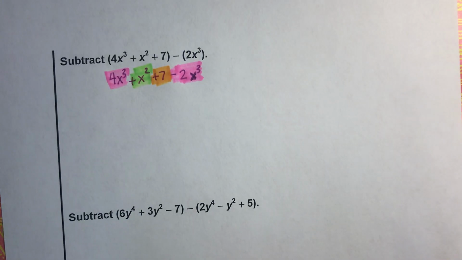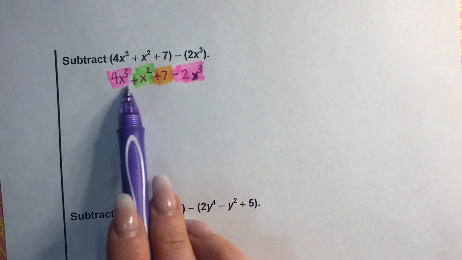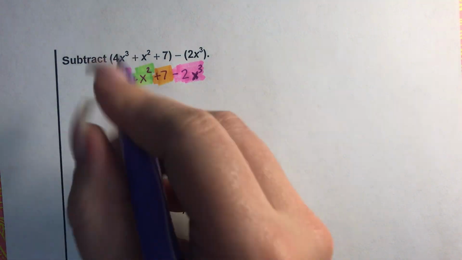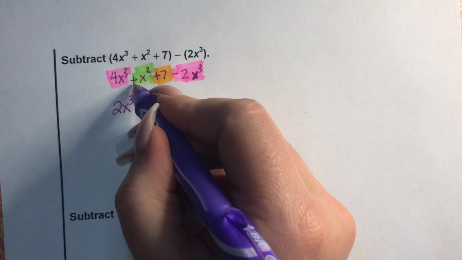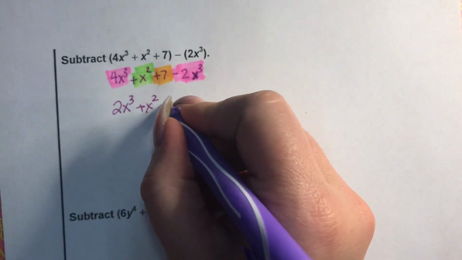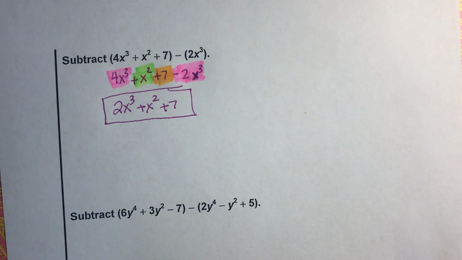Okay, so now that we have our like terms and we know what we're doing, we need to combine the like terms. So x cubed, starting with the highest degree, right? So this is 4 minus 2. 4 minus 2 is 2, x cubed. And then we have that x squared, which is positive, so plus x squared. And then just the constant 7, so plus 7. Boom, there's our answer. Perfect. Okay, let's look at the next one.